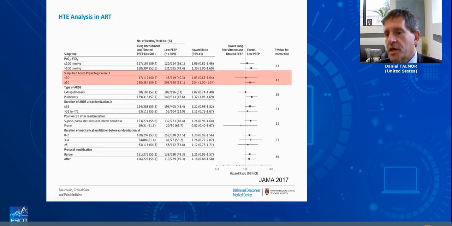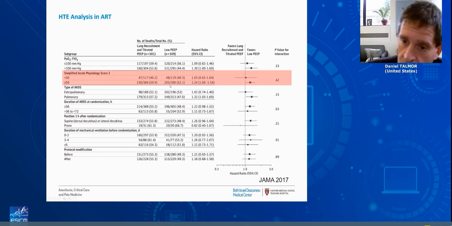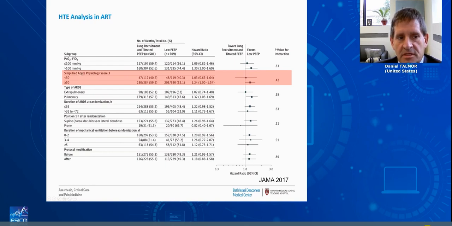And when you look at the ART trial, in the ART trial, they used not APACHE, they used the SAP score. And you can see that the patients with the higher SAP score benefited from lower levels of PEEP. The patients with the lower SAP score, it was a wash. So maybe here also the higher levels of PEEP in the patients who are sicker may have actually been harming them, and the lower levels of PEEP did better.